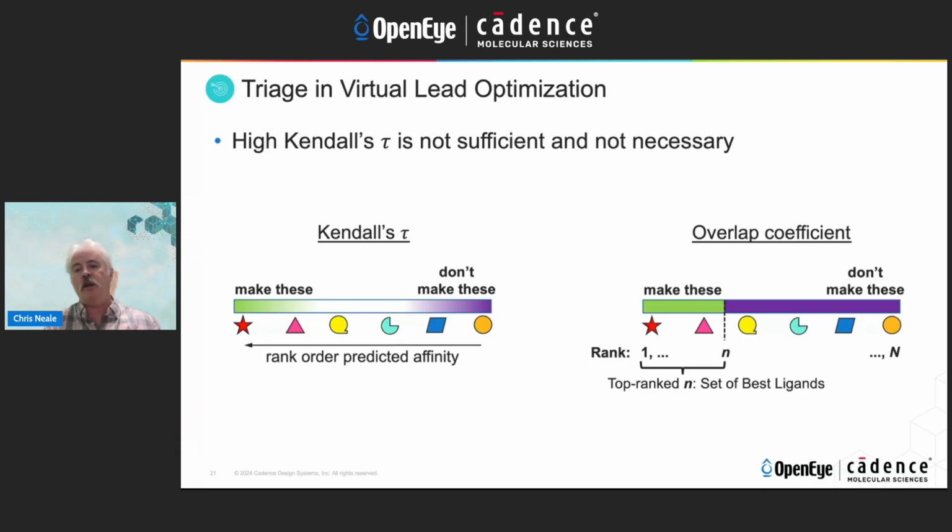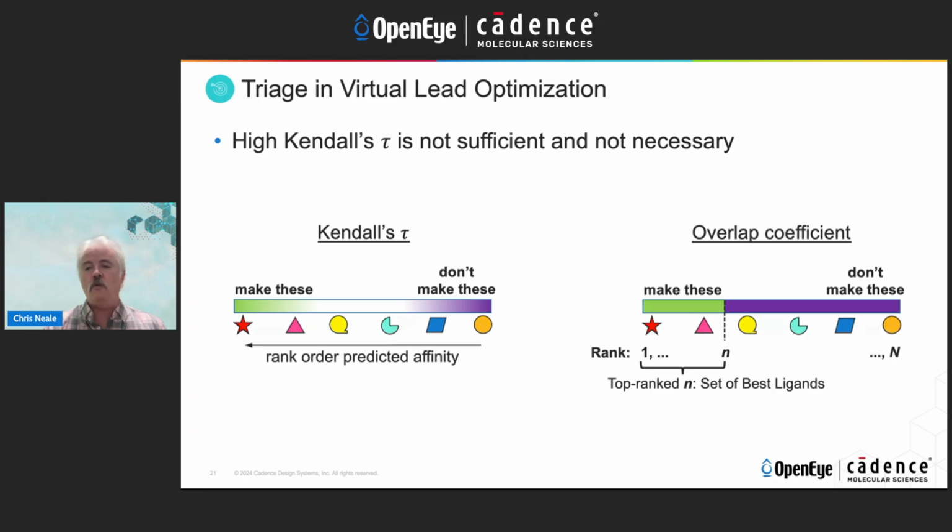end of that rank ordering, make those ligands, and as soon as you make that decision, I would argue that it no longer matters the internal order within the ligands that you're going to make. Likewise, it doesn't matter the internal order within the ligands that you've decided not to make. If you miss a ligand by a little bit or a lot, and that was a very potent ligand, you've still missed it.